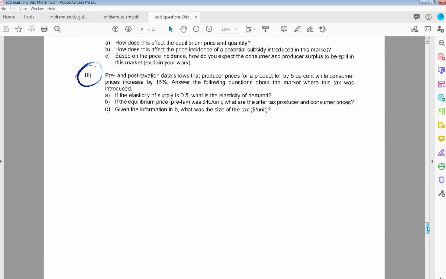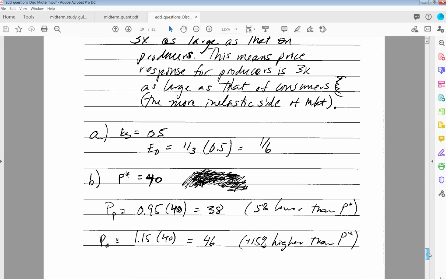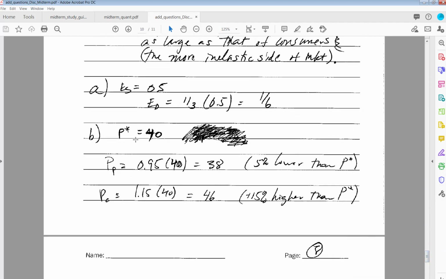The second question: if the equilibrium price was $40 per unit before a tax, what are the after-tax consumer and producer prices? You move down here. I'm starting with a value that's 40. I gave you a 5% reduction as the producer price, 15% increase as the consumer price. So just put this together as a price incidence equation. 0.95 is a 5% reduction to that price of 40, which is the pre-tax price, and you get $38. A 15% increase gives $46. These two are 5% lower than, and 15% higher than, the pre-tax price.